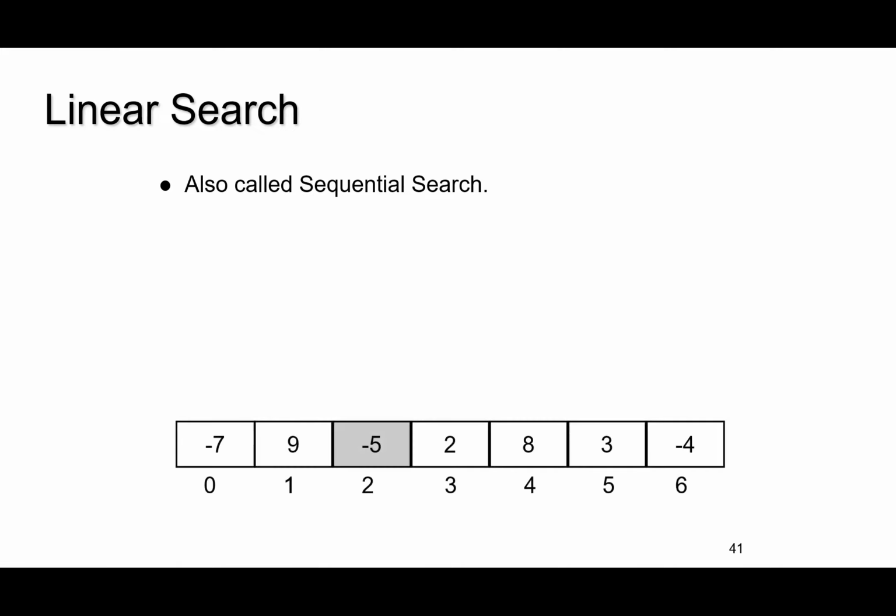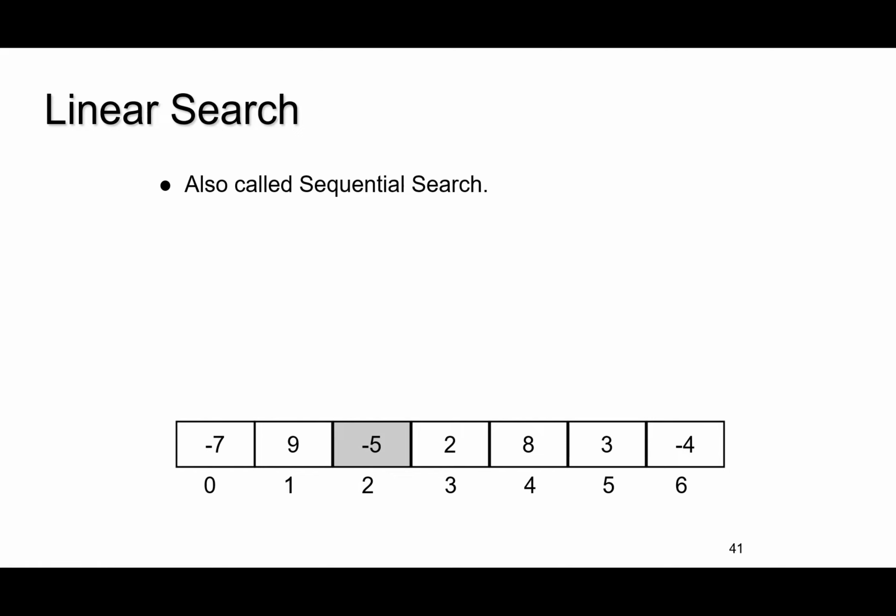Let's look at the first searching method. We call it linear search. Sometimes when you search for what linear search is, they also call it sequential search. It is actually the most basic searching algorithm that you can use. I think this one you should know how to use already.